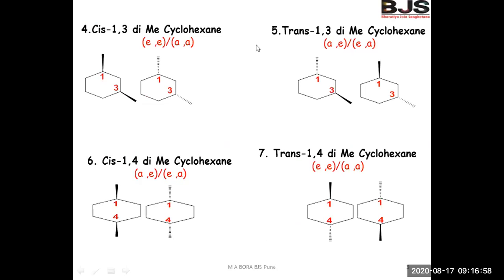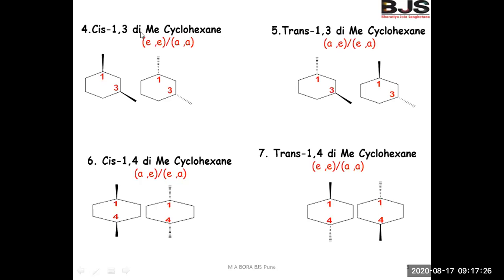So in this module, we are going to talk about 1,3 and 1,4 dimethyl cyclohexanes. In the previous module, we have already spoken about 1,1 and 1,2 dimethyl cyclohexane. Now both these molecules, that is 1,3 and 1,4 dimethyl cyclohexane, exist in two geometrical isomeric forms, and we call them as cis and trans.